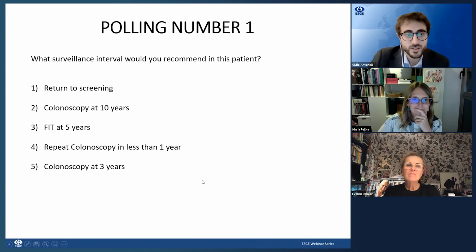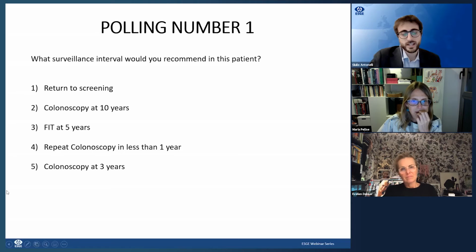Okay, so what surveillance interval would you recommend in this patient? 1, return to screening. 2, colonoscopy at 10 years. 3, FIT test at 5 years. 4, repeat colonoscopy in less than 1 year. And 5, colonoscopy at 3 years.